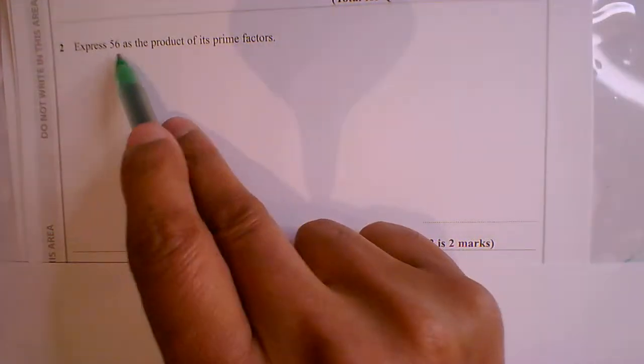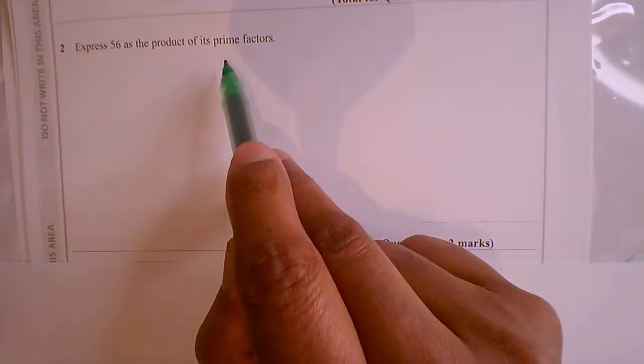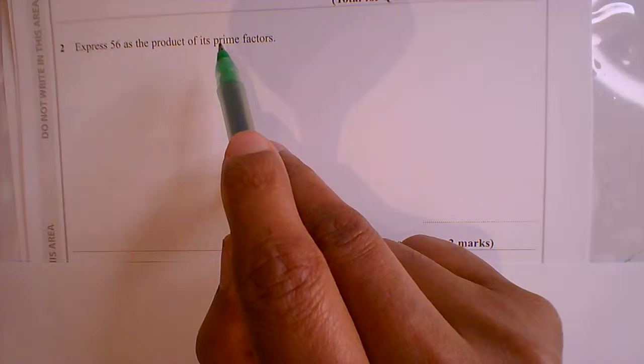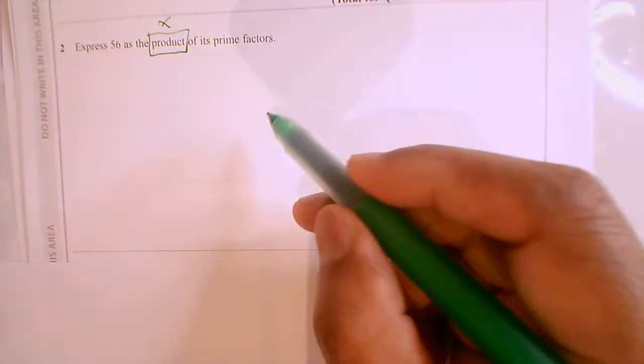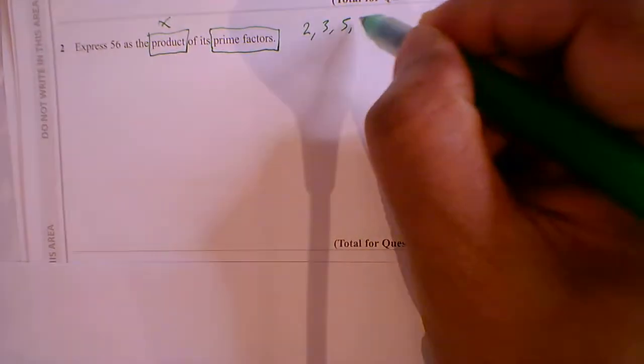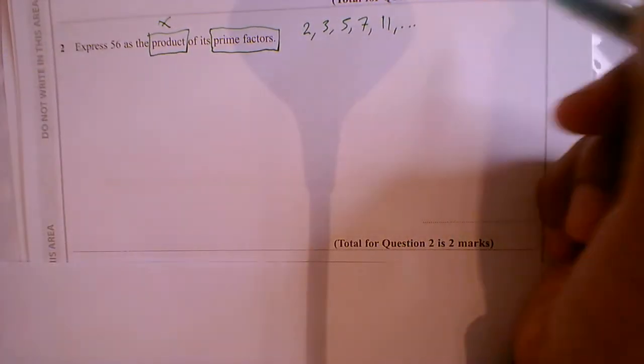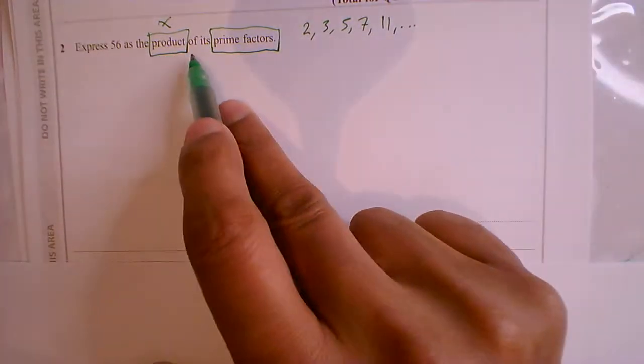Okay, so express 56 as the product of its prime factors. So what does this mean? So first of all, what is product? Product means multiply. And then we've got prime factors. So what are prime numbers? Prime numbers are 2, 3, 5, 7, 11, and so on. So we need to express it as a product of its prime numbers.